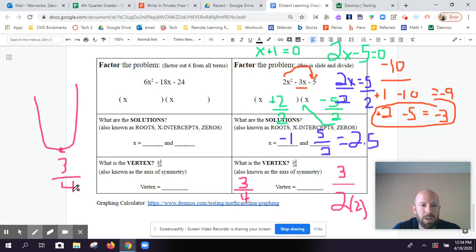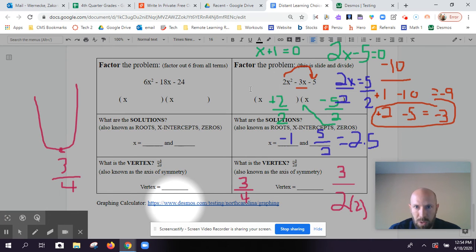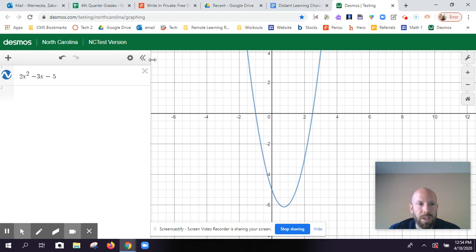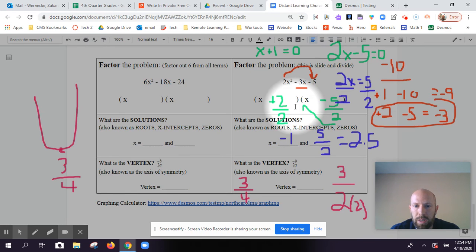Let's take a look and make sure that all this stuff that I'm saying is true when we graph it. So I'm going now here and I'm clicking on the Desmos, which should bring this up. As you notice, I've already typed in the equation here, 2x squared minus 3x minus 5. And you notice that this value here is at -1. That's going to be halfway between -2 and 0. -1 is one of the numbers that we got here.